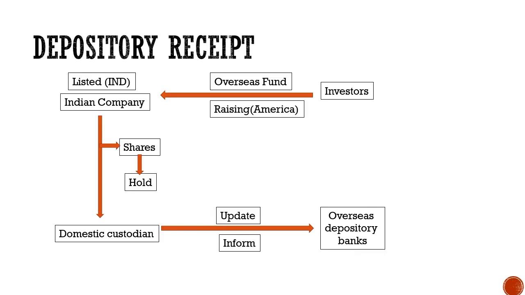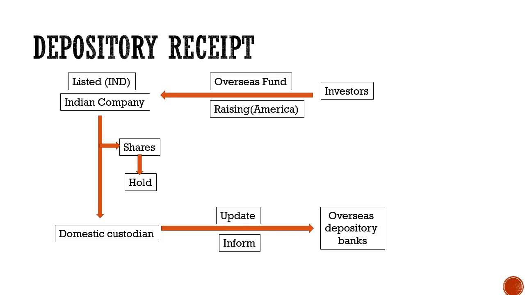In a normal bank, it holds all the money. A depository bank basically holds all the shares in electronic form. So as and when the Indian company gives the shares to be held to the custodian, the domestic custodian will update and inform the Overseas Depository Bank, and hence the shares will be credited in electronic form in the Overseas Depository Bank.